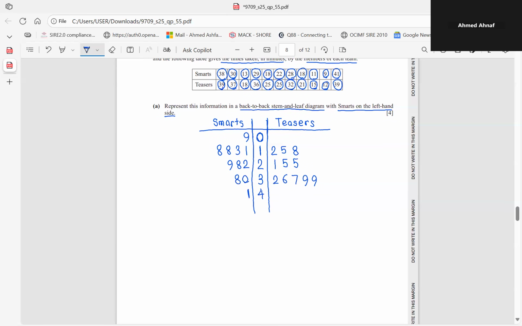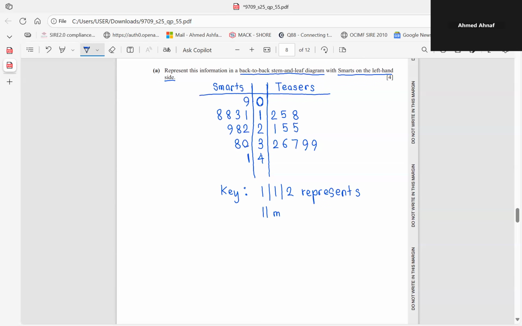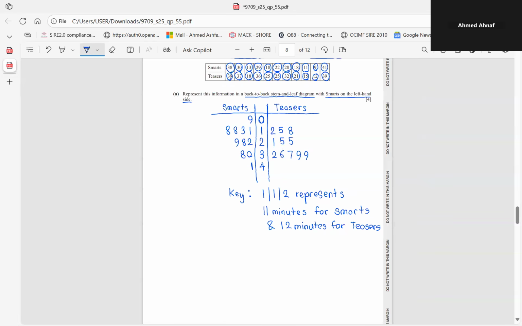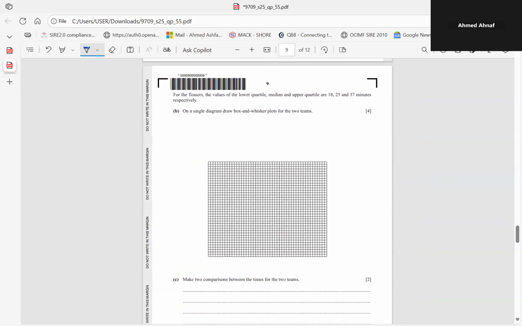Don't forget to write the key. So the key is going to be 1 | 1 | 2 represents 11 minutes for Smarts and 12 minutes for Teasers. So this is our final answer for this first part. Let's head on to the second part.